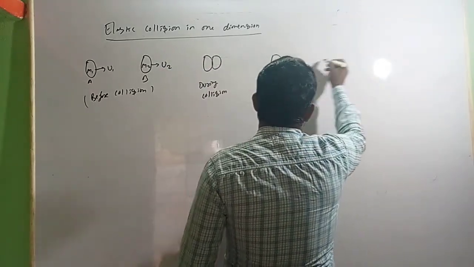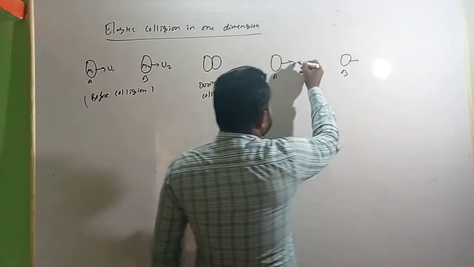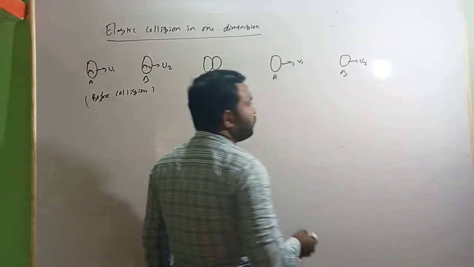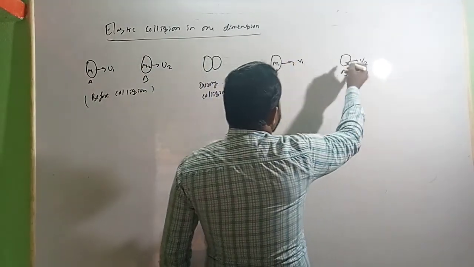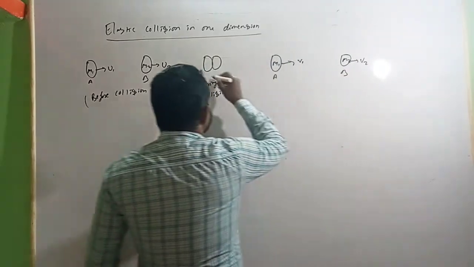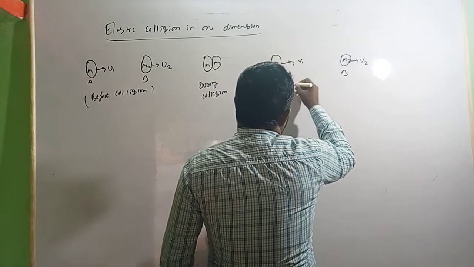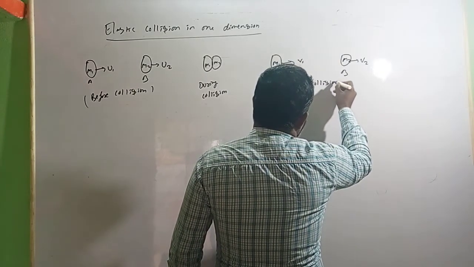One object moves like that. This is A and this is B. Now its velocity becomes v1 and v2 after the collision. Is it clear? Okay. And here is the mass m1 and this is m2. m1 and m2 stick together. This is after collision.